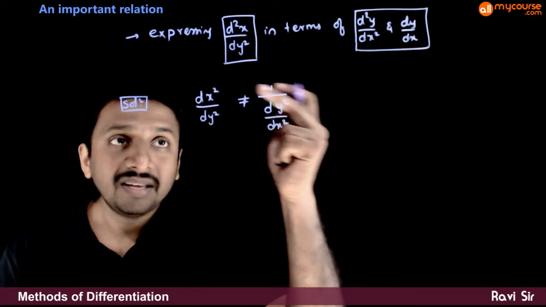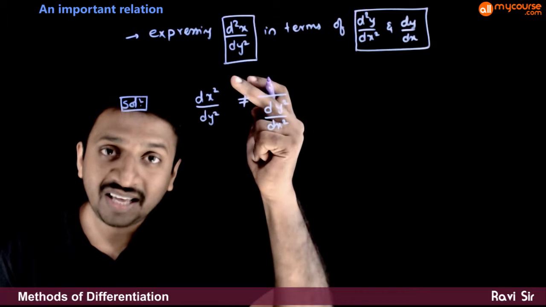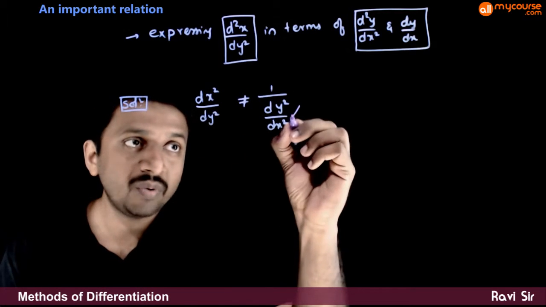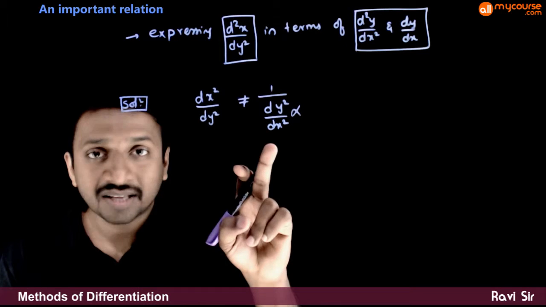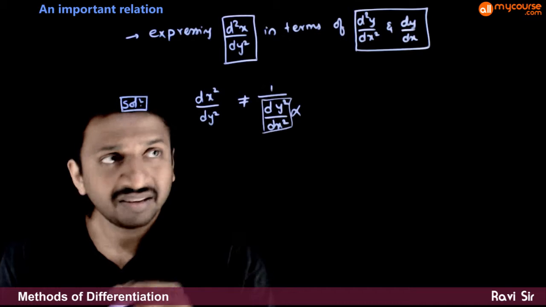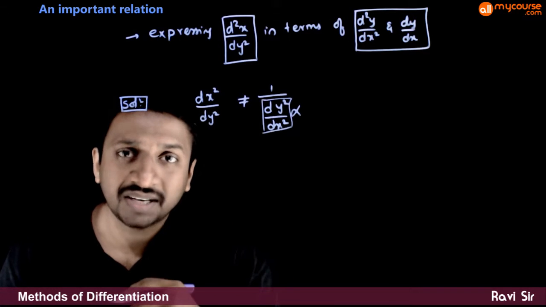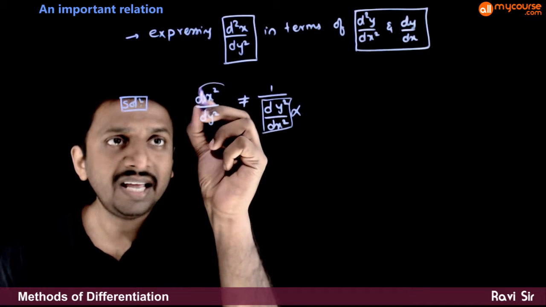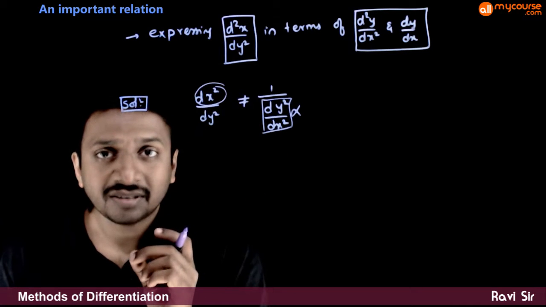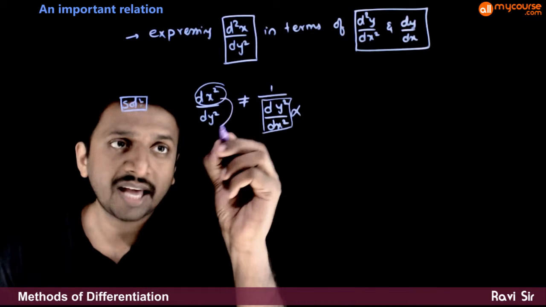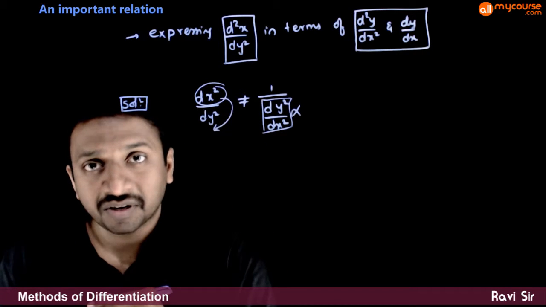If you bring this dx² to the denominator of the denominator, it doesn't work, because as you can see, this doesn't make any sense. What is dy² by dx²? That doesn't make any sense. And also, the second problem is that dx² is not a number which can be taken to the denominator.